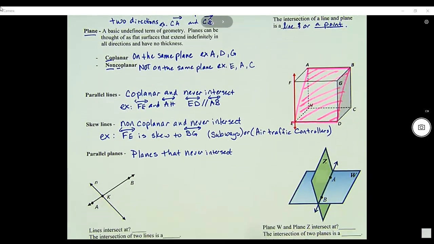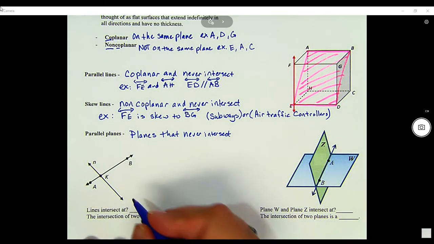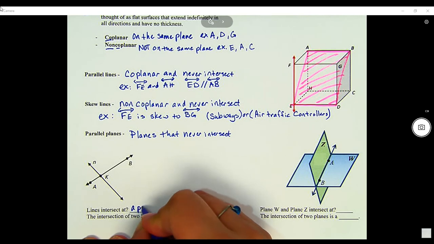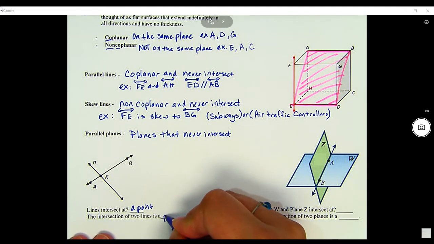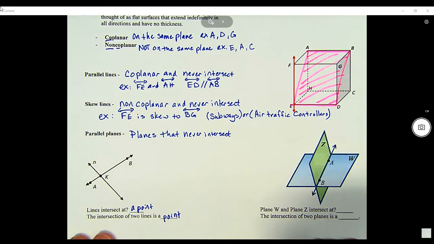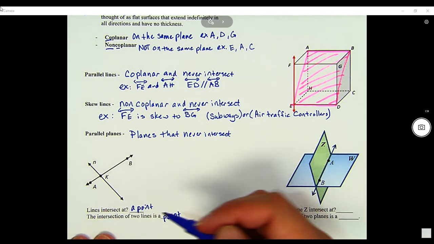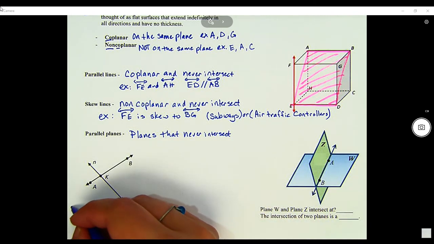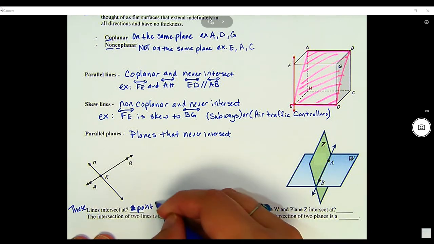Okay, a couple of questions here based on these pictures. Lines intersect at a point, always. The intersection of two lines is a point. You know what? I think they were asking us about these two lines. So these lines, let's change that. These lines intersect at point K.